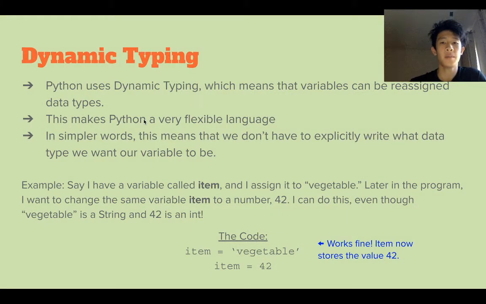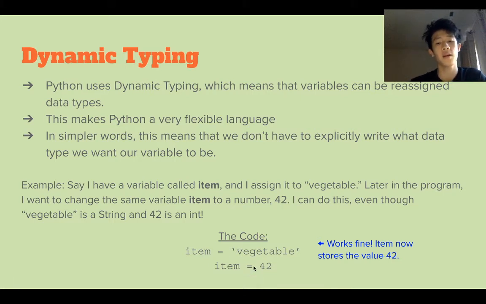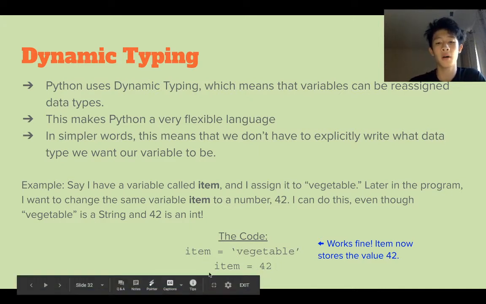So Python uses dynamic typing, which means that variables can be renamed and reassigned data types, which I just talked about. So it makes Python a flexible language. And in simpler words, it means that we don't have to basically write what data type we want our variable to be. So as you can see here, we have the variable item, which is the string vegetable, okay? And then if we want to rename or change the variable, all we have to do in the next line of code or in some line after item equals vegetable, is name it item equals 42, and now in all the lines after we rename it, the variable is 42.